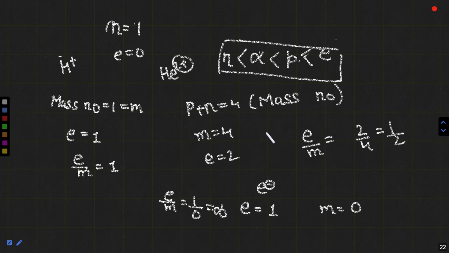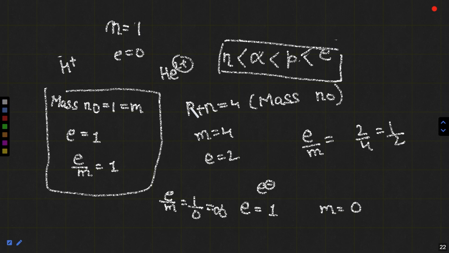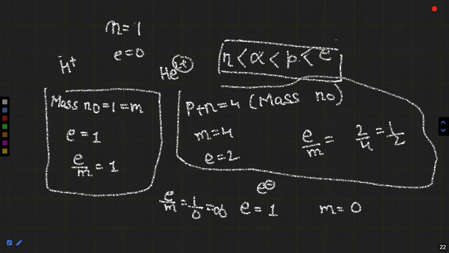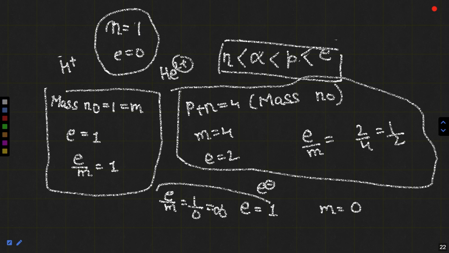So if you have a doubt, you can ask it right now. Okay. So this is the calculation of the proton. This is the calculation of your alpha particle. This is the calculation of your neutron, and this one is for the electron. Okay, moving on to the next one.